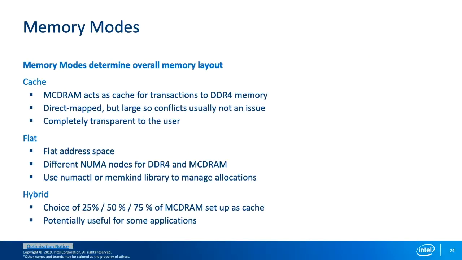Now, the memory modes determine your overall memory layout. And all I have here is the description of what I just told you. MCDRAM acts as a cache in that first mode. The only thing I didn't say is that it's directly mapped, so you could suffer conflicts, but it's typically so large that it doesn't become an issue, and you don't see it as a user. It's just not even there. In flat, you can use NUMA control or memkind to decide where to place arrays, and I will cover that in the next slides. And hybrid is just that mix of the two.